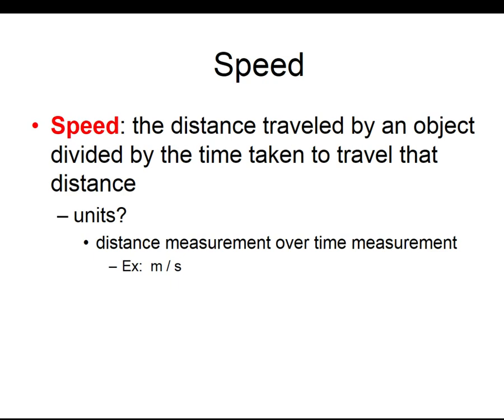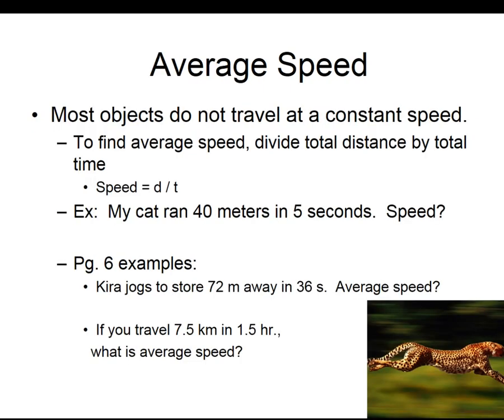Or maybe it'll be kilometers per hour or something similar to that. It's just going to be a distance measurement over a time measurement. It's pretty easy, so let's do a couple examples. What we're going to calculate is average speed. I'll show you an example on the next slide. There's going to be a graph where I'll explain the difference between average and instantaneous, but we're going to be talking about average speed.